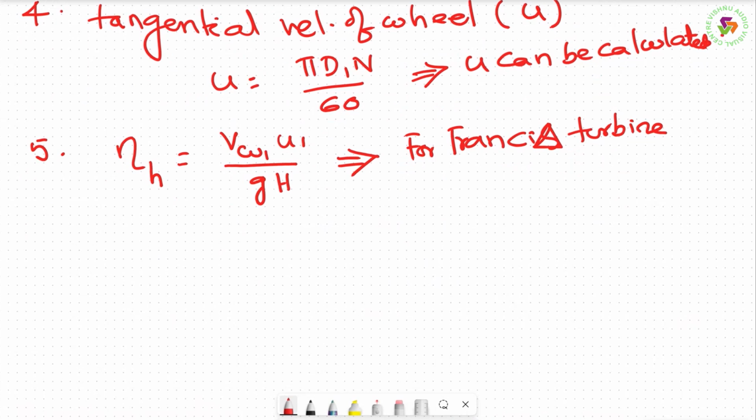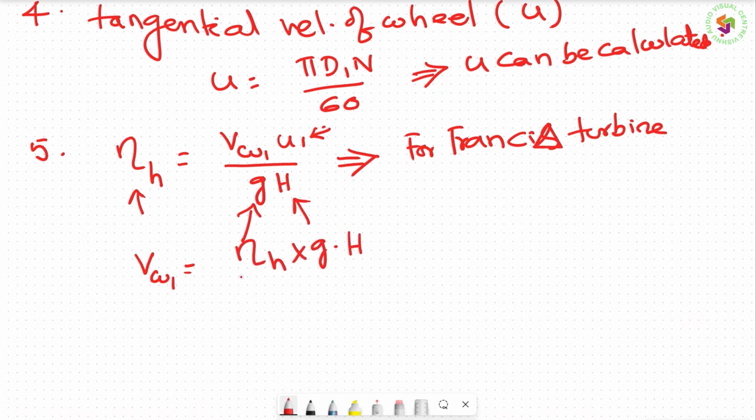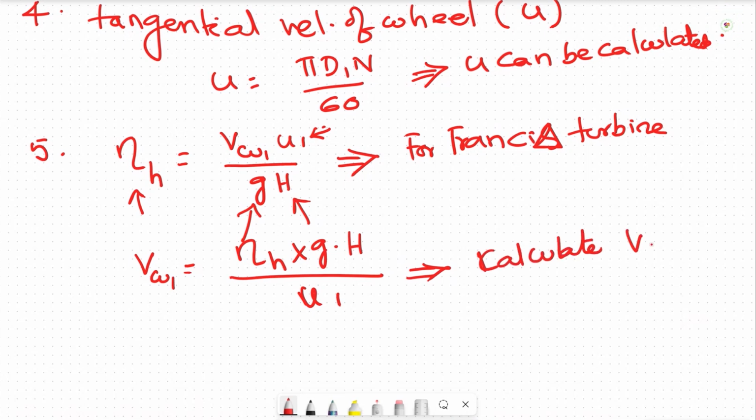Kindly see that here eta H is known, U1 is known, H is known, and g is anyhow known. So what is to be calculated? Vw1. How to get Vw1? Vw1 is equal to eta H into g into H divided by U1. Put this and calculate Vw1. So this is also over.